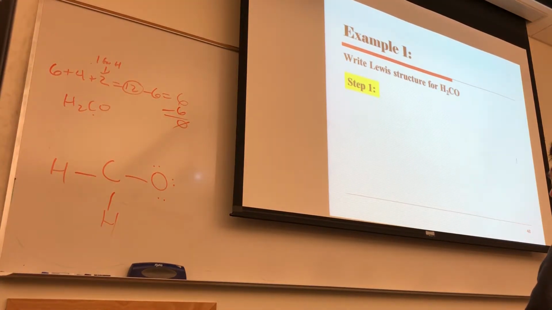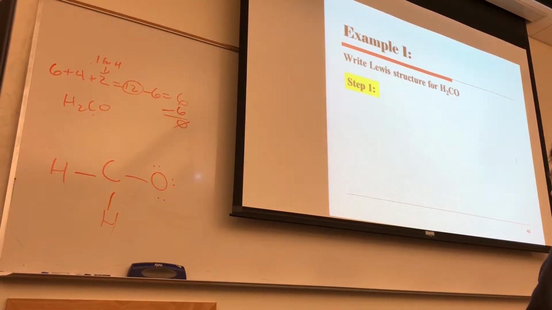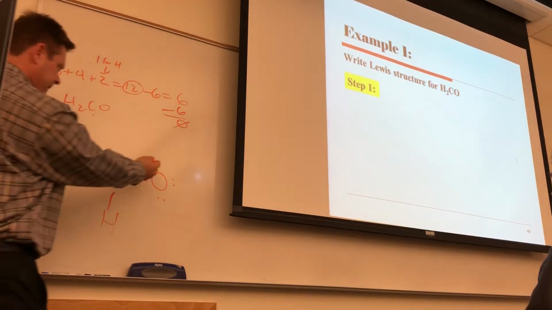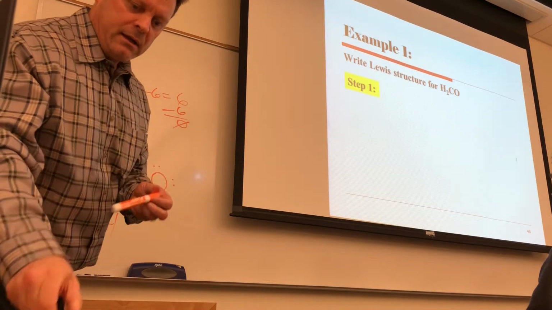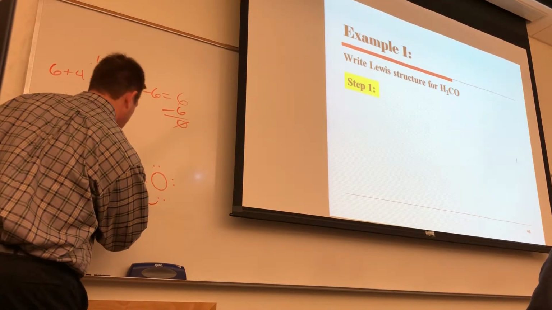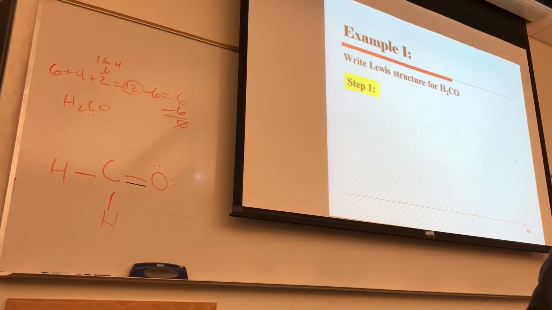So now I must say, okay, is this the proper structure? No. My carbon is missing 2 electrons. You can make a double bond. I could take 2 from any of these, fold them in, and then they'll both be happy. They'll both have their share. Now I have a double bond, and now I have a complete Lewis structure.